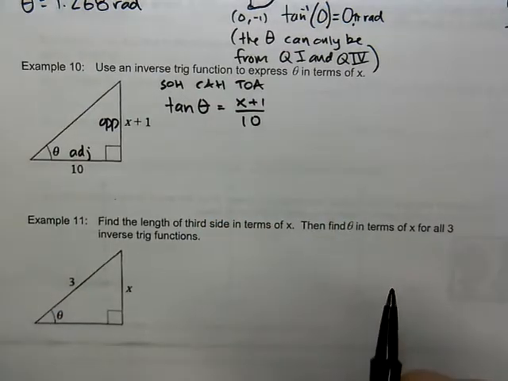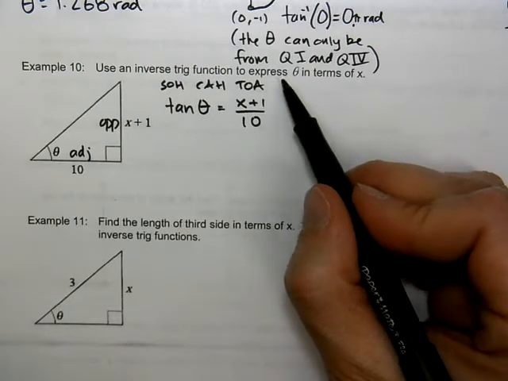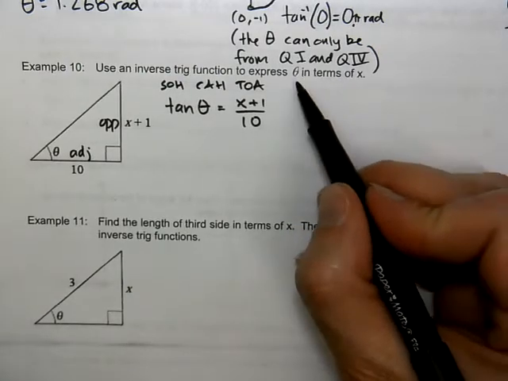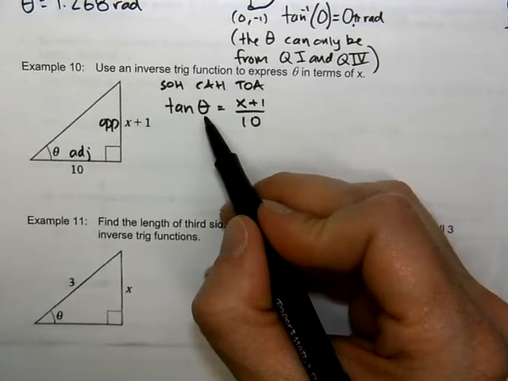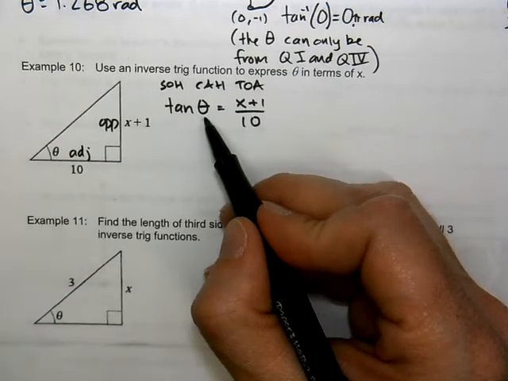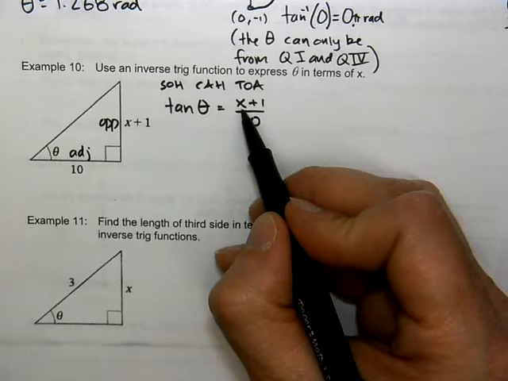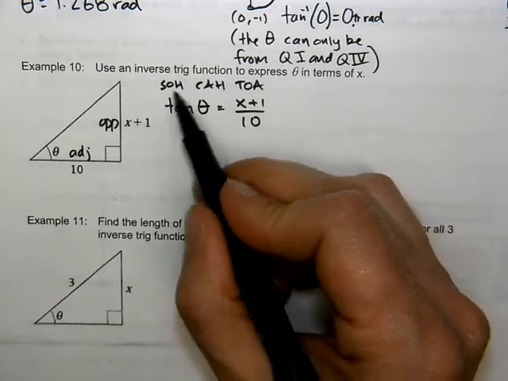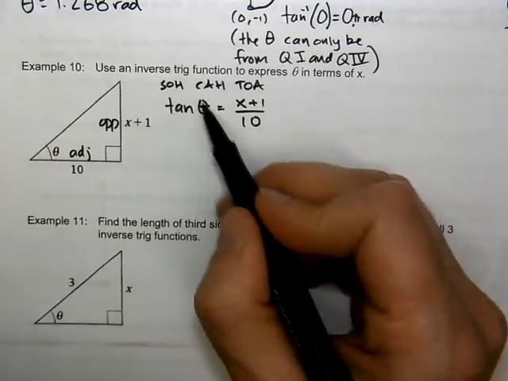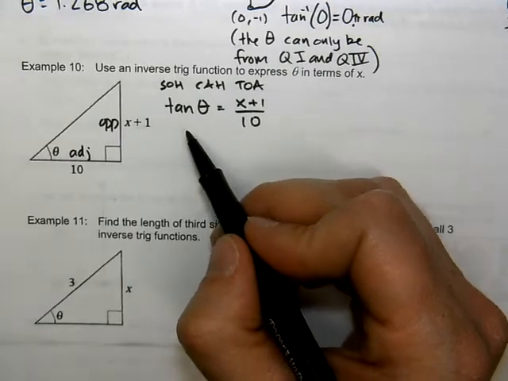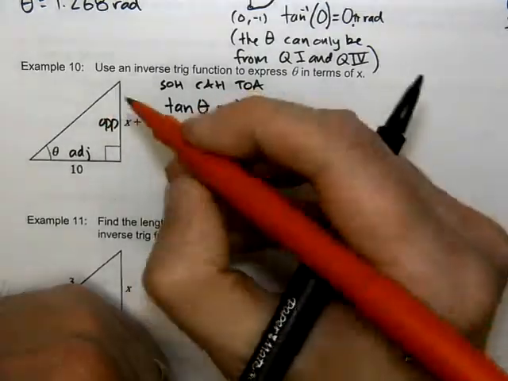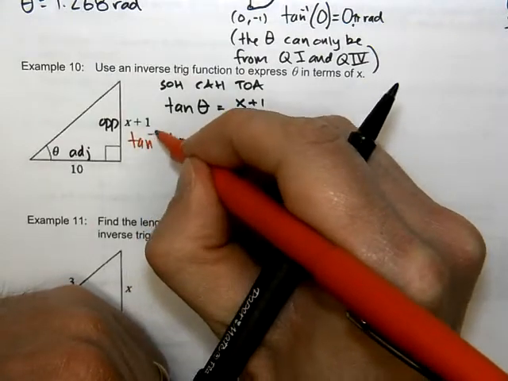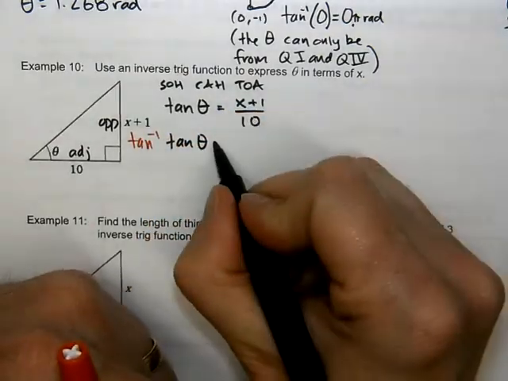Now we're not quite done here, because when it says express theta in terms of, that means you have to get theta by itself. So we have to get theta by itself because that has to be the output and x has to be the input. So how do we get theta by itself? Well, we have to get rid of tangent. How do you get rid of tangent? You use its inverse. So the way we show this is we take the inverse tangent of both sides of the equation.